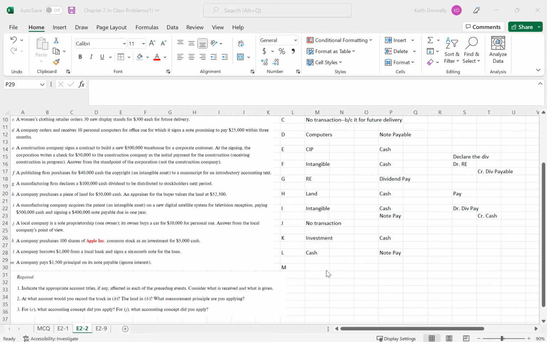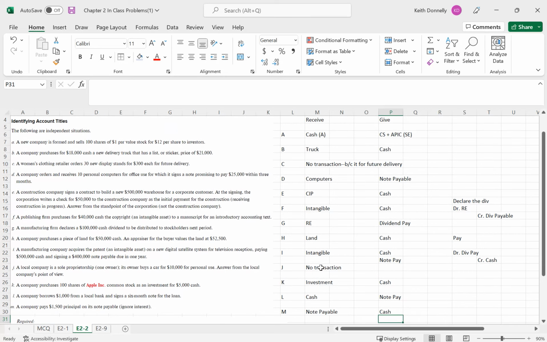Then M, it says the company pays $1,500 principal on its note payable. So it just pays off some of that note payable. So what does it receive? Well, a reduction in its note payable, right? It would be like if you paid off your credit card, the balance went down. What did they give? Cash. So again, you can look at that if you want to pause it to write those down.